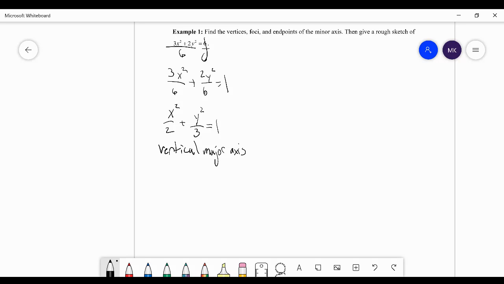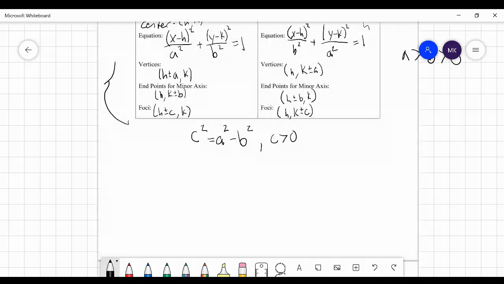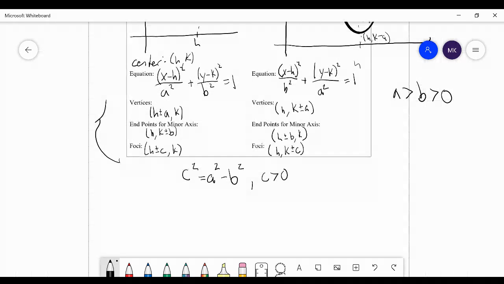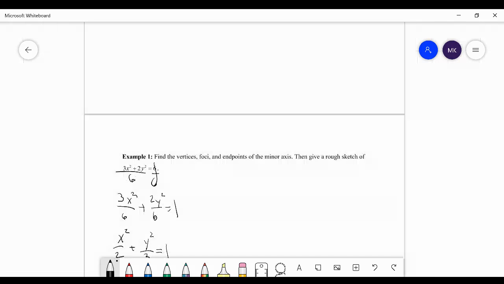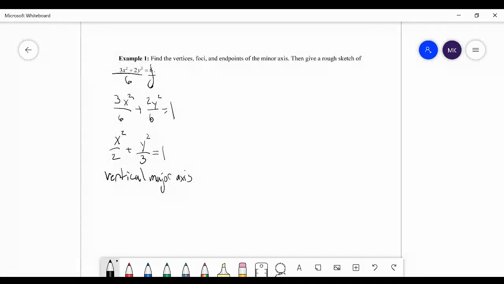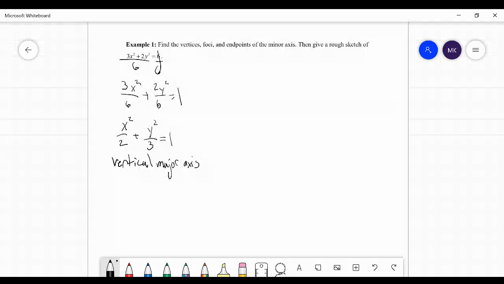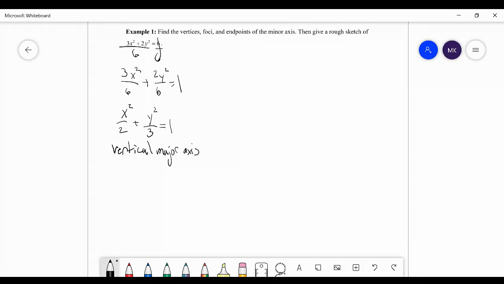Now, here's something that gets really tricky. A lot of times people will be like, cool, so A is 3, B is 2. But that's wrong. Let's go back and look at our formula and see why that is wrong. Because in our formula, the A and B values are squared. So when we see x squared over 2 plus y squared over 3, that means that these are actually the A squared and B squared values.